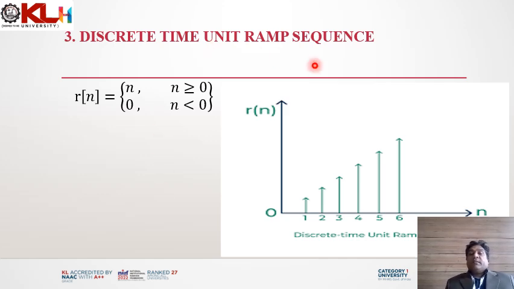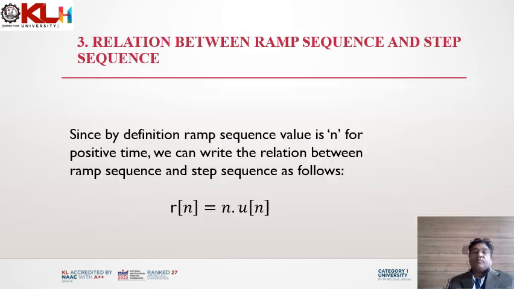Next, we are going to discuss the unit ramp sequence. It is denoted by r of n. r of n is simply n for all positive time and it is 0 for negative time. Now, what is the relationship between the ramp and the step sequence? We can write r of n is equal to n times u of n.